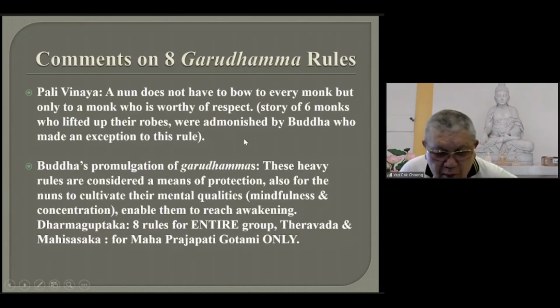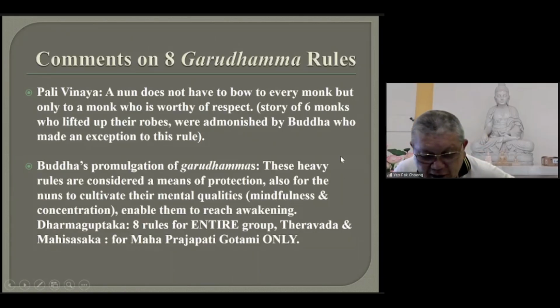Then, why did the Buddha advocate these rules? First, according to the commentary, it is a means of protection. For example, rule number 2, during Vassa you have to stay at a place where there are monks to protect them, because during those days, as I told you, it was quite dangerous. There were so many rape cases, robberies, so this was for protection and security reasons. Then other rules seem to be unfair to the nuns, but the commentary says they are for nuns to cultivate their mental quality, to strengthen their mind, to make them concentrate, enabling them to reach awakening. Okay.